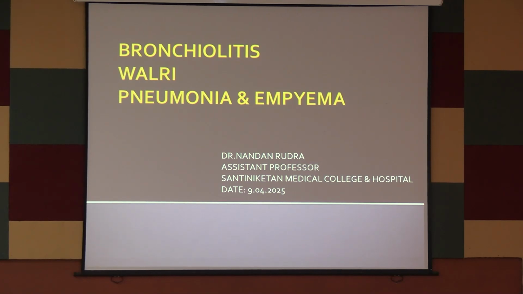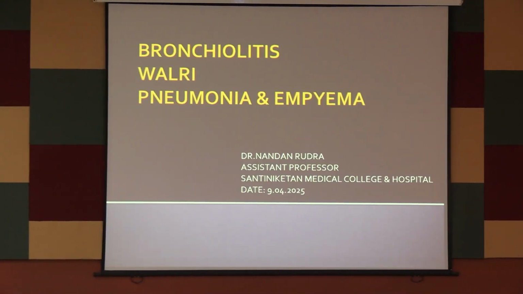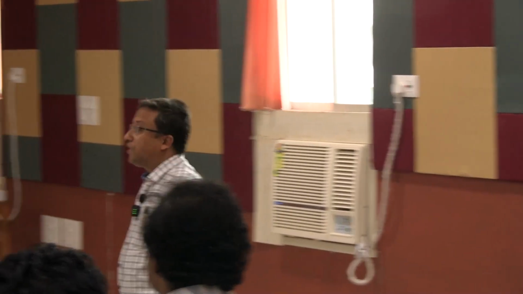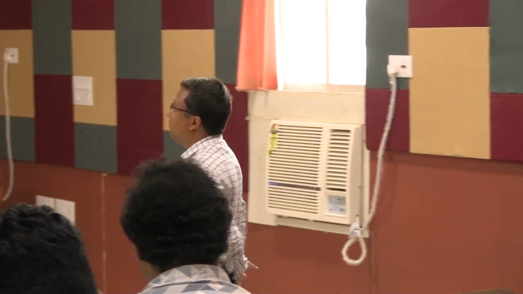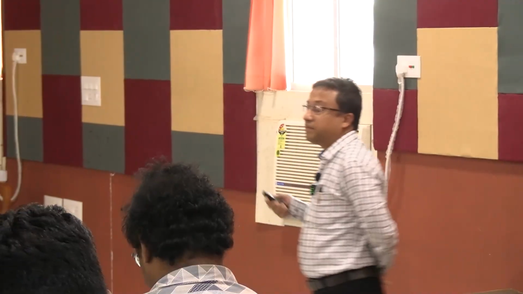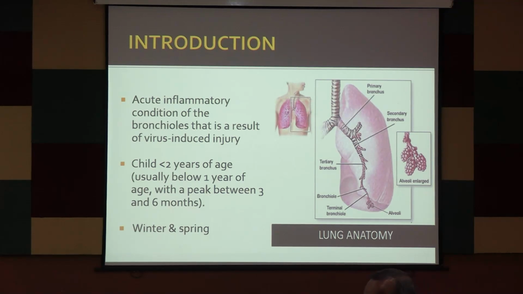In our last two classes of respiratory system, we have discussed some respiratory diseases which were related to the upper respiratory tract system, right? But today we will discuss some diseases which are related to the lower respiratory tract. So let's start with the first, bronchiolitis, acute bronchiolitis. So first look at the anatomy.